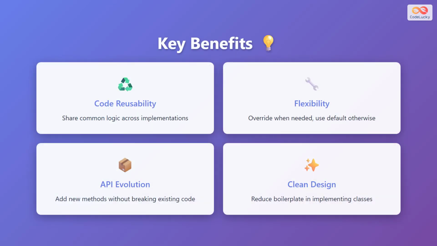There are 4 key benefits to using default interface methods. First, code reusability. You can share common logic across multiple implementations without duplicating code. Second, flexibility. Classes can override methods when needed or use the default implementation otherwise. Third, API evolution. You can add new methods to interfaces without breaking existing code that already implements those interfaces. And fourth, clean design. Default methods reduce boilerplate code in implementing classes, making your codebase cleaner and easier to maintain.